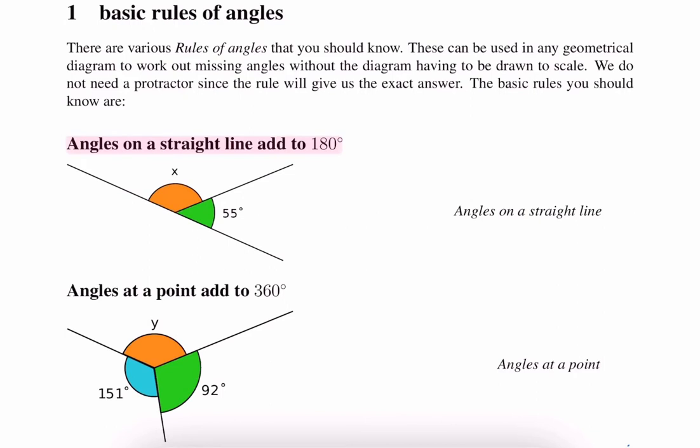So, here we have two angles, the orange angle and the green angle. As you can see, we can call the orange angle X and the green angle 55, which is given in the question. So, from this we can write the following equation. X plus 55 equal to 180. So, to get the value of x, we need to subtract 55, which means x equal 180 minus 55, which means x equal 125 degrees.